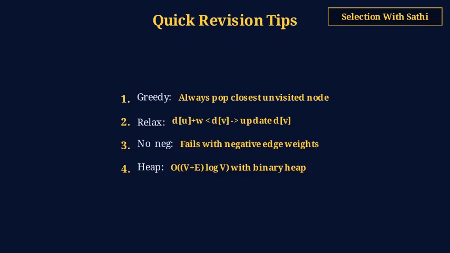Third, for dense graphs where E approaches V squared, the simple O(V squared) matrix scan can beat the heap approach. Fourth, GATE loves asking you to trace Dijkstra. Given a weighted graph, find the shortest distance and the actual path from source.